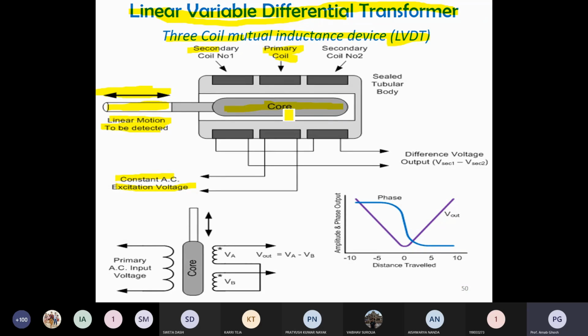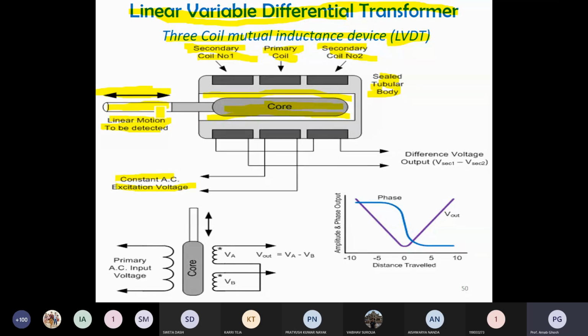In a normal transformer there is no variation of your core. The core is fixed, but in this case you can see that the core is moving. What type of movement is there? You can see horizontal movement. Two secondaries are there, secondary coil 1 and secondary coil 2, and it is a sealed tubular body. Some air is there, and also the core.